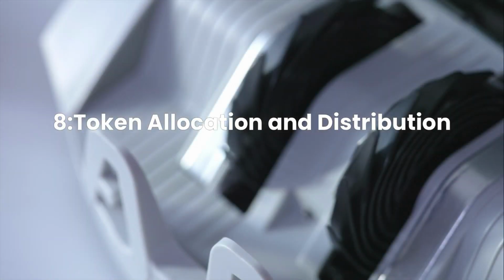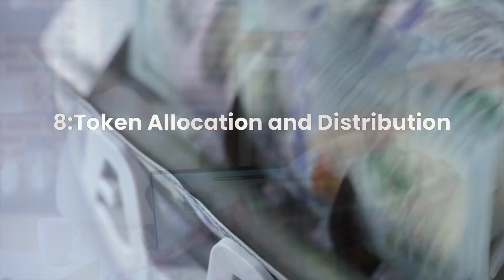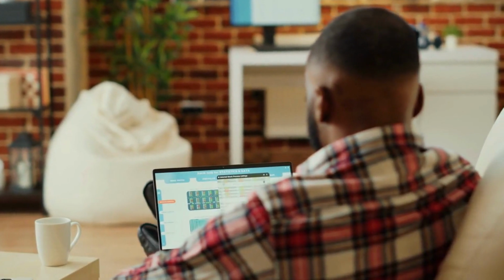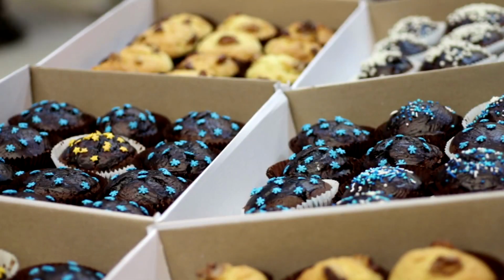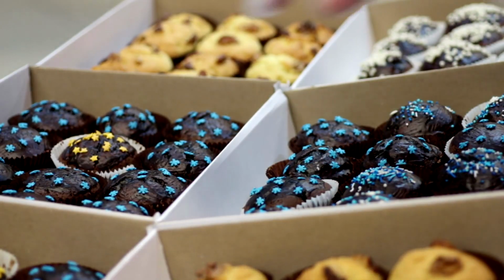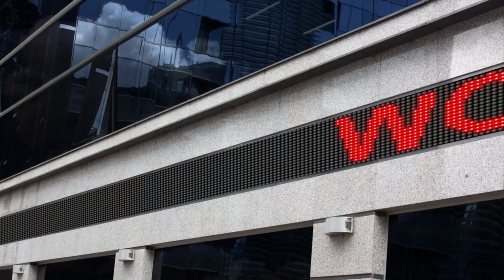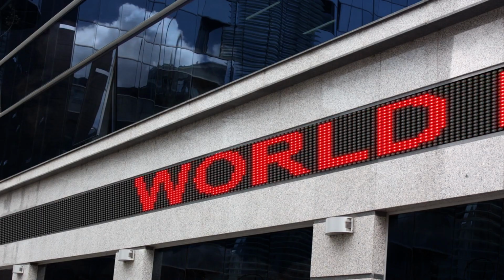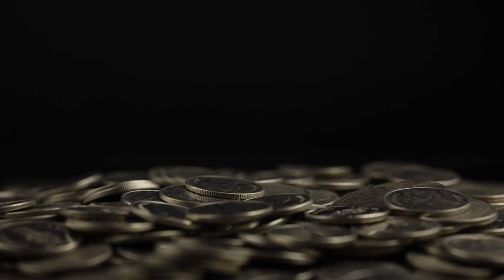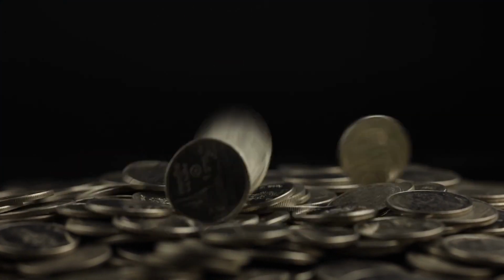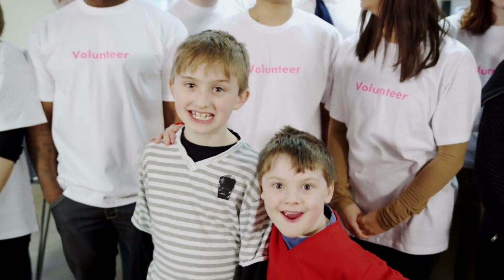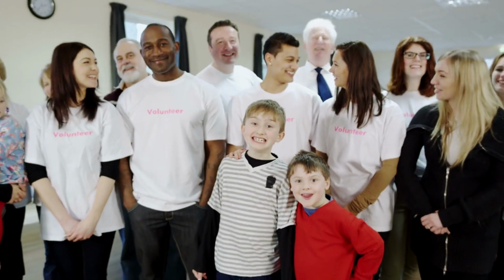8. Token allocation and distribution. Token allocation shows who owns what and how much. A healthy project distributes tokens fairly across the community, team, and investors. Too much in the hands of a few leads to potential dumps. Check white papers and tokenomics charts for allocation breakdowns. Community-focused projects often reserve large chunks for incentives.